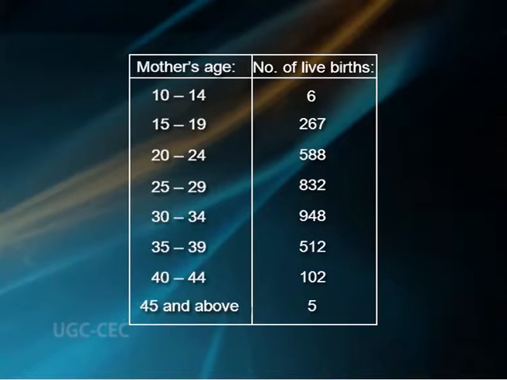Problem. Using the data given showing the age distribution of live births in a country for 2000, find the 3rd and 8th deciles and the 3rd quartile graphically and numerically. Mother's age and corresponding number of live births are given. Mother's age: 10 to 14, 15 to 19, 20 to 24, 25 to 29, 30 to 34, 35 to 39, 40 to 44 and 45 and above. The corresponding number of live births: 6, 267, 588, 832, 948, 512, 102 and 5.